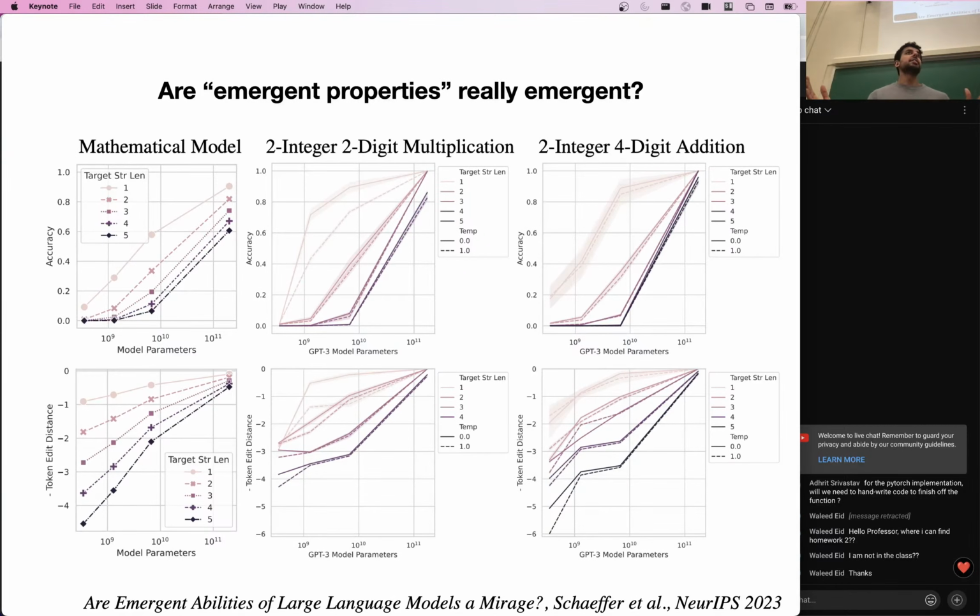But regardless, it's clear whether or not you believe in emergence that scaling is definitely helping, regardless of what the metric is, right? In both cases, these curves are going up, right? The performance is increasing with scale. So it's not arguable that scale is helpful, right? It's clearly helpful. All right, any questions about this so far?